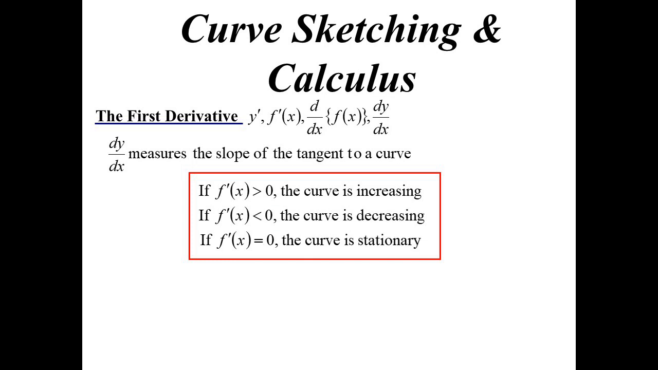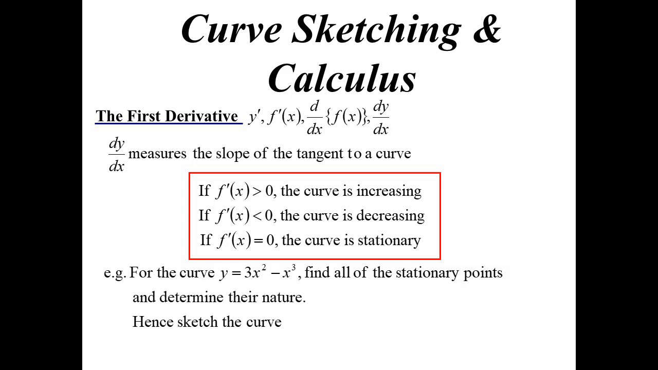And that gives us the third possibility. If it's 0, then it's not going up, it's not going down, so we just say it's stationary at that point. So just using the first derivative, we can draw a pretty good sketch. So we're going to find all of these stationary points, determine their nature. So what type of stationary point is it? And then we'll go and actually draw it.